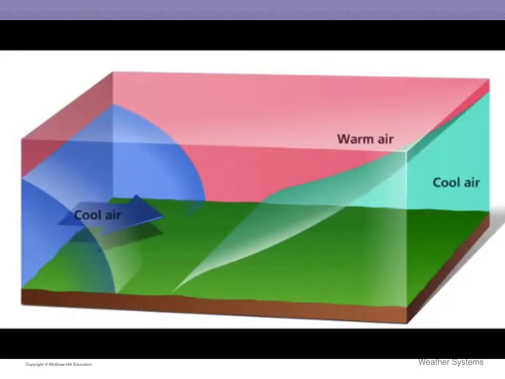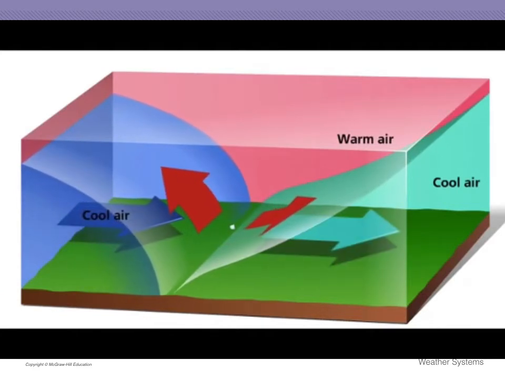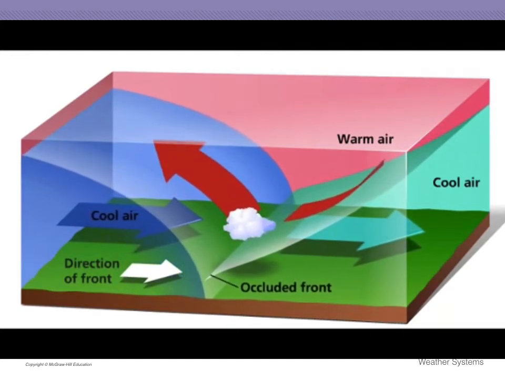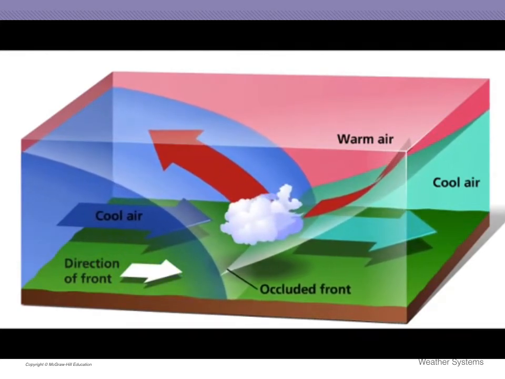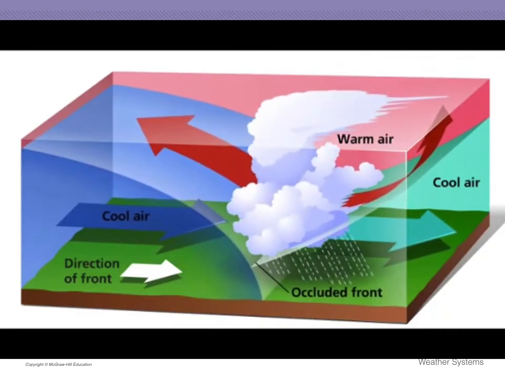Sometimes when a cold front is overtaking a warm front, the warm front is actually lifted above the ground. This may create drastic temperature changes and violent weather. This type of rare front is called an occluded front.